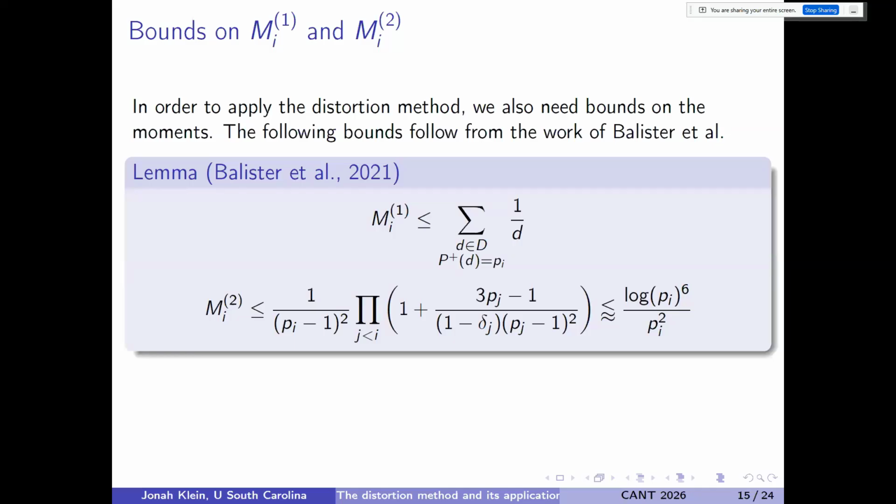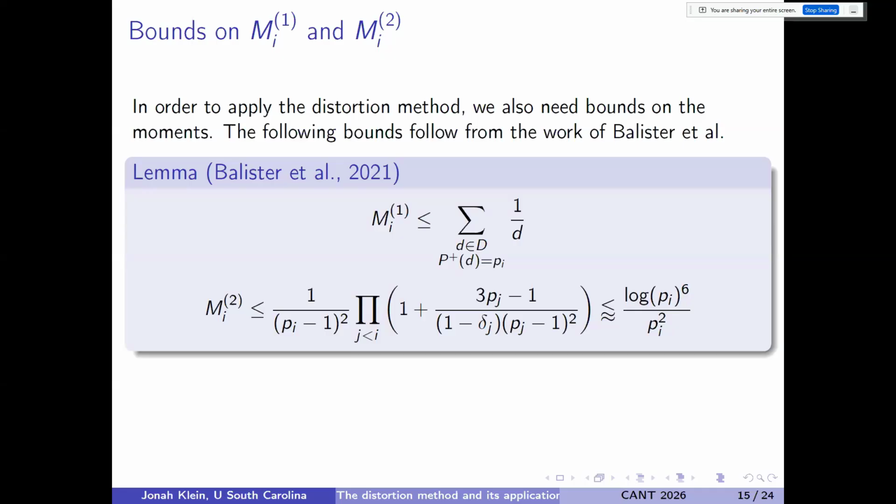So a lemma by Balister and the other authors says that M_i(1) is less than or equal to the sum over all d in D, with the greatest prime factor of d being the ith prime, of 1 over d. So it's the sum of the reciprocals. That's basically just a union bound. And we have this bound on the second moments, which is a big complicated expression, but that product on the right is some sort of Mertens type product. And so this roughly can be bounded by log of pi to the 6 over pi squared.